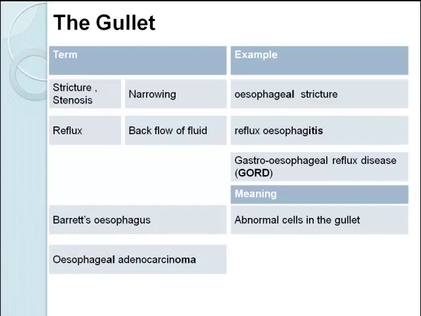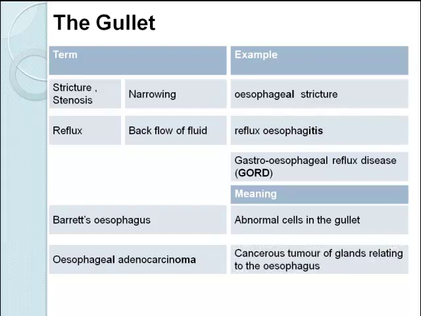Potentially, Barrett's esophagus could turn into esophageal adenocarcinoma. We can break that down. Oma is tumour, carcin is cancer, aden or adeno is gland. So I'd have a cancerous tumour of a gland relating to the esophagus.